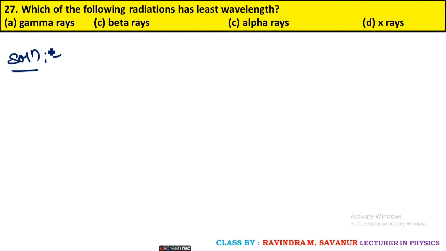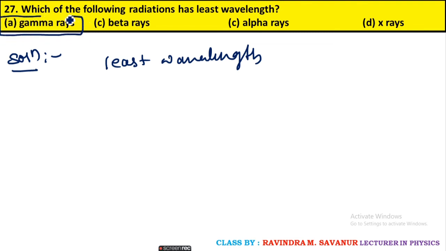Which of the following radiations has the least wavelength? They are asking about what? Least wavelength. From the electromagnetic wave spectrum, we come to know that gamma has the least wavelength and highest frequency, and the highest wavelength is for radio waves.